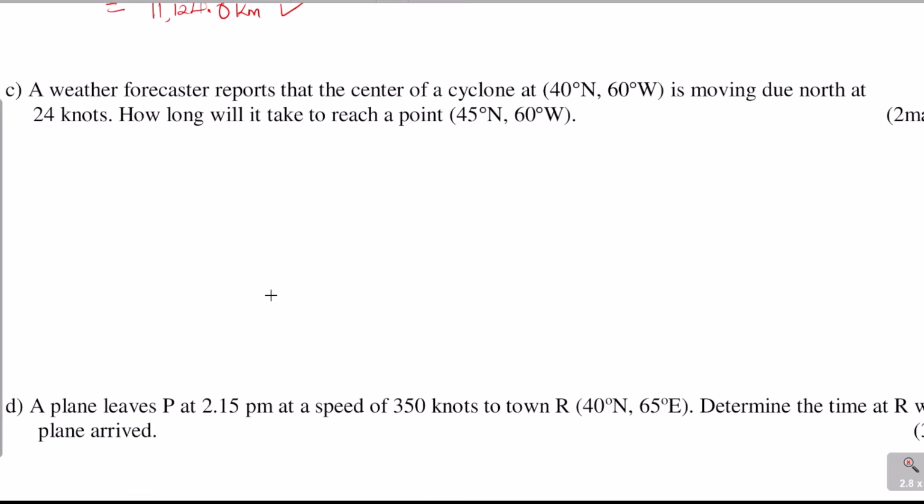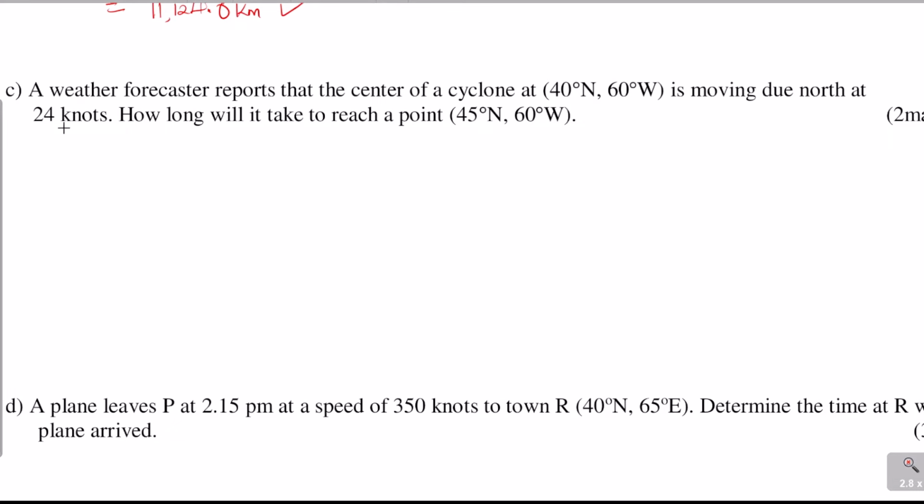Then you go to part C. A weather forecaster reports that the center of a cyclone at 40 degrees north, 60 degrees west is moving due north at 24 knots. How long will it take to reach a point 45 degrees north, 60 degrees west?